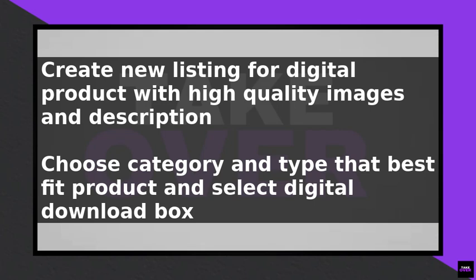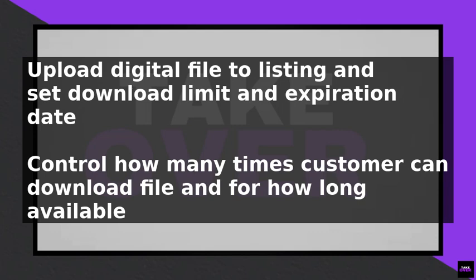To upload your digital file, go to the Files tab in your listing and click on the Upload a File button. Choose the file you want to upload and select the correct file type, such as PDF or JPEG. After uploading your file, set the download limit and expiration date if desired. This will control how many times the customer can download the file and for how long it will be available.